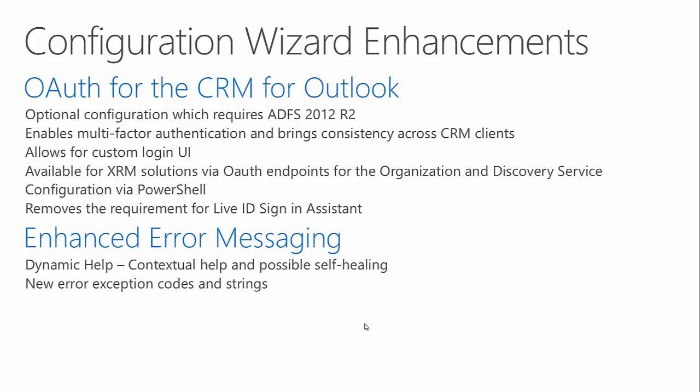that we can document on how to fix these, and really give you some possible self-healing information out there where you don't have to contact support, or you don't have to look out in the blogs or things like that. You can go right to this dynamic help page, find out what the issue is and how to resolve that. There's also new error exception codes and strings that are included with the Outlook client to help with better error messaging.